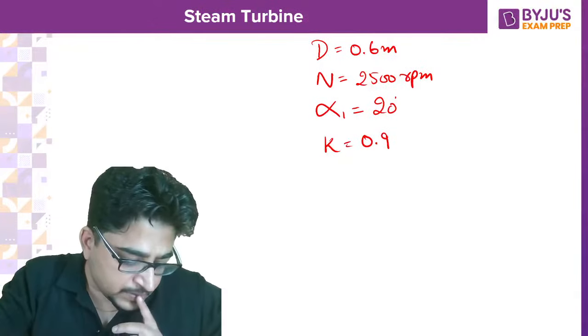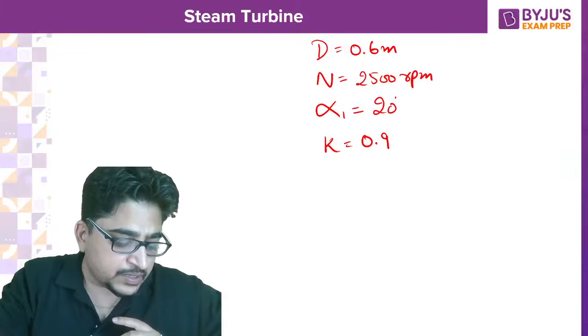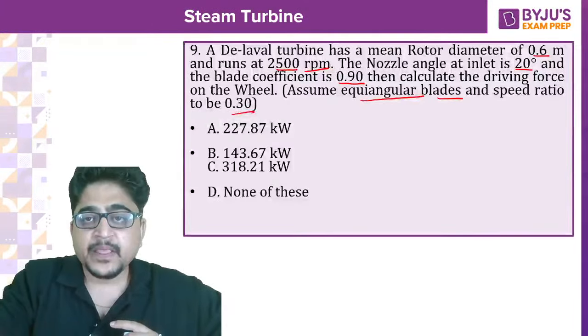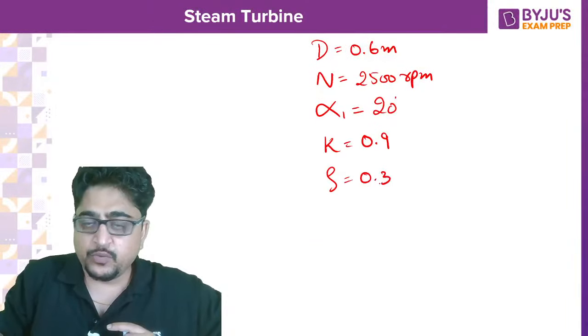From now, it won't be necessary. What do you mean by that? I did not understand. Blade speed ratio is equal to 0.3.